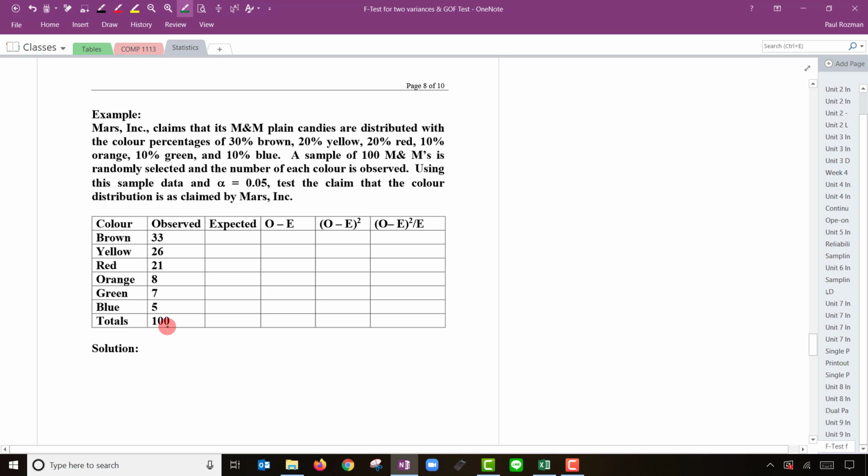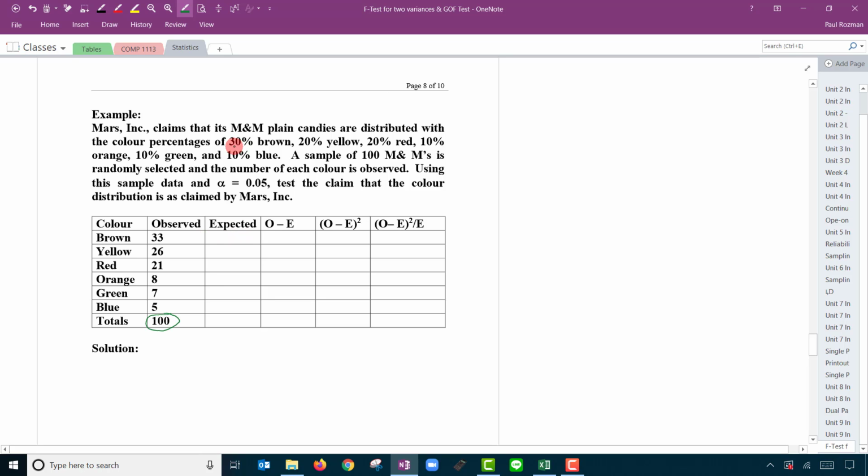We buy a bag of M&Ms and we count the brown ones, we count the yellow, red, orange, green, and blue, and we want to compare our observed results to what we expect to happen. In order to get these expected values, our expectation is based off of a sample of size 100. So I'm going to build this little chart and then we'll go ahead and do the test.